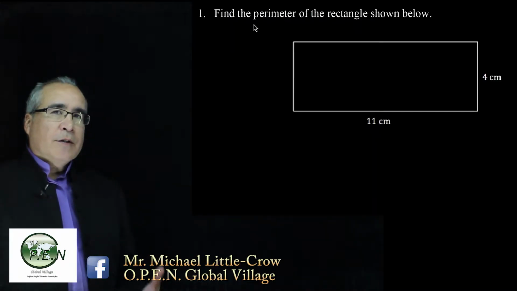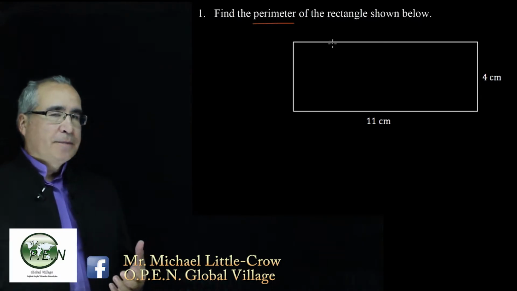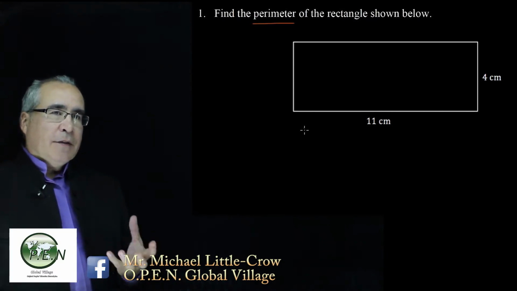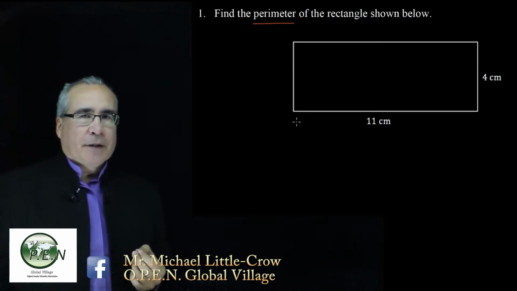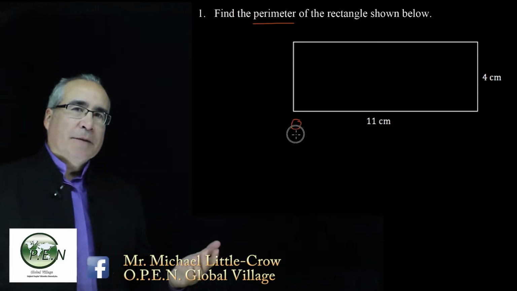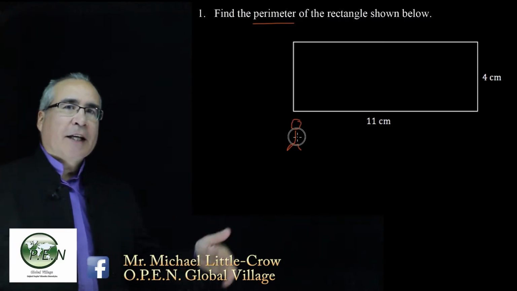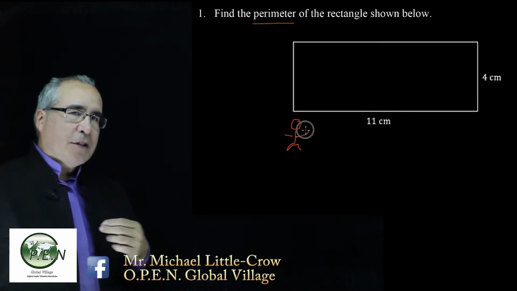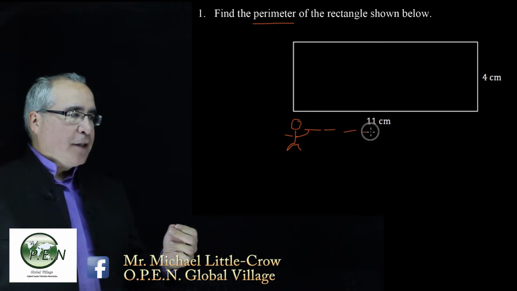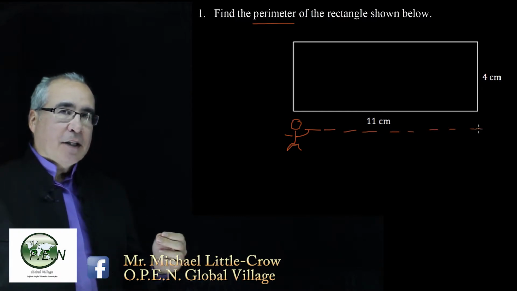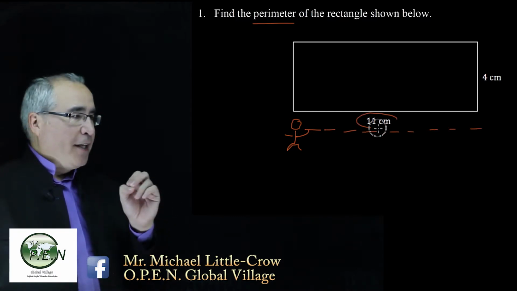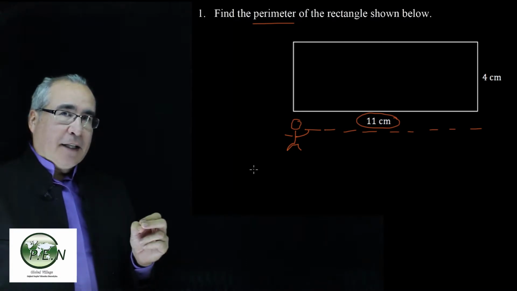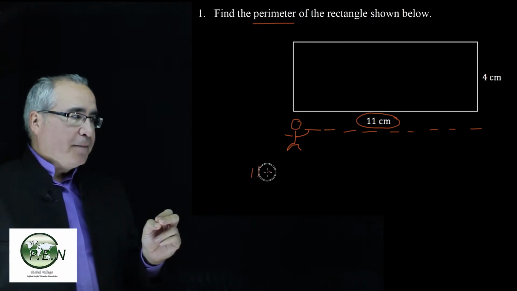So in this question, we're looking for the perimeter of this object, a rectangle. We're going to think of this in terms of the night watchman who has to walk the perimeter of the building, checking around the building. The night watchman takes a walk down one side of the building, covering 11 centimeters. Small building. So we keep track of that. 11 centimeters have been walked so far.